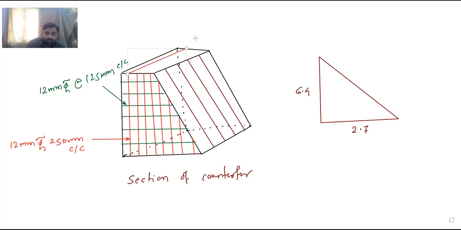In 3D I am showing to you. These bars will go like this. It will move like this one. And these bars which were provided over here, this will move in this direction. So I have tried to explain to you how the counterfort steel is placed. So in this way the steel is placed.